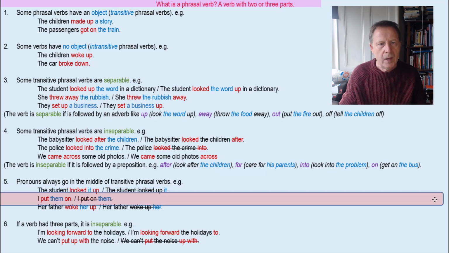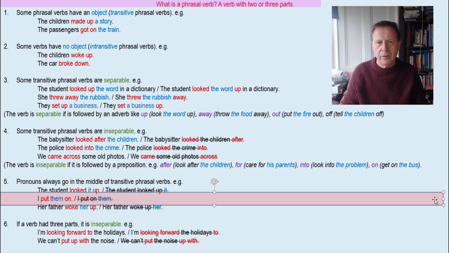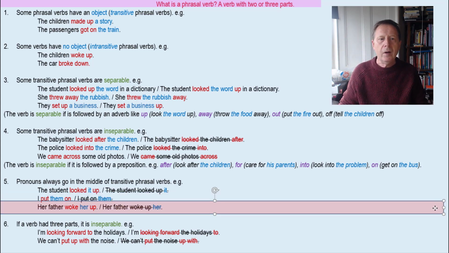Next example, I put them on. In this case, let's say we're talking about a pair of shoes. I put the shoes on. I put them on. Now we can't say I put on them because the pronoun must go in the middle. Another example, her father woke her up. Again, we can't say her father woke up her because her, the pronoun, must go in the middle.